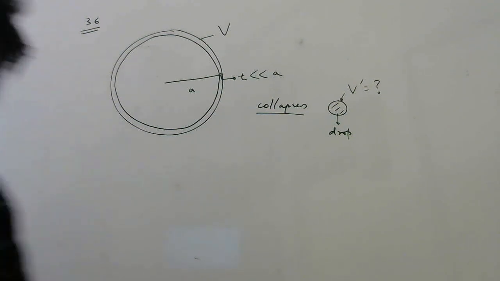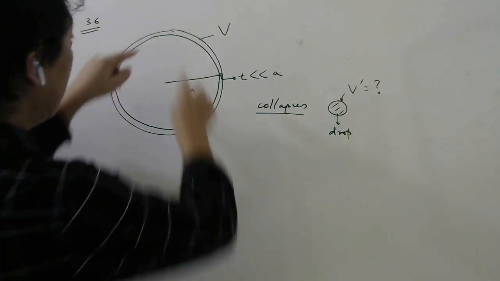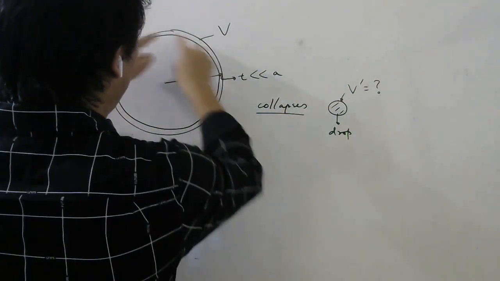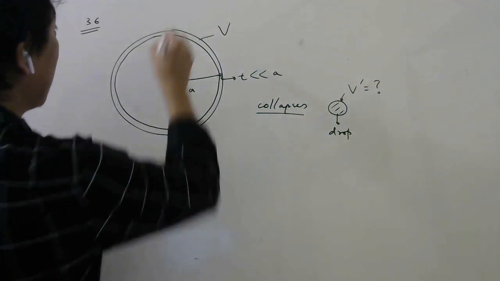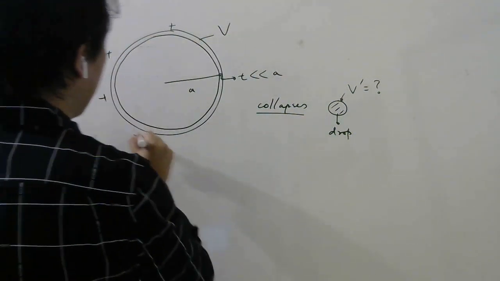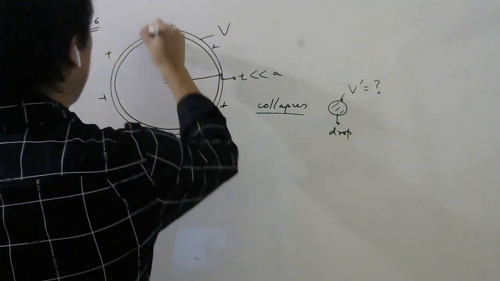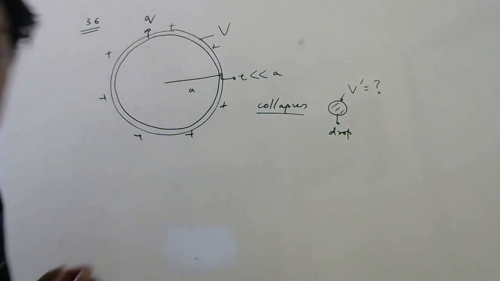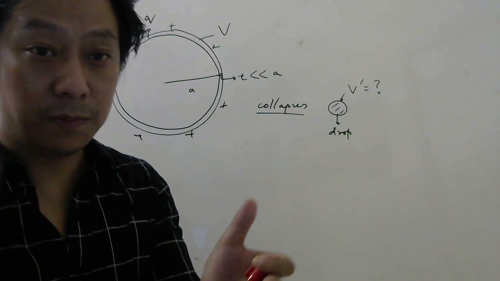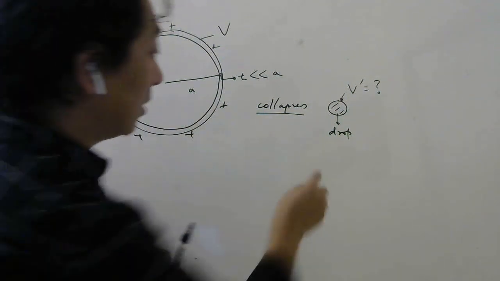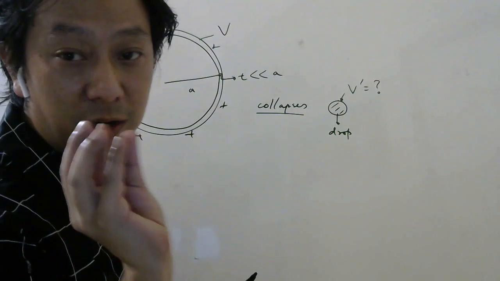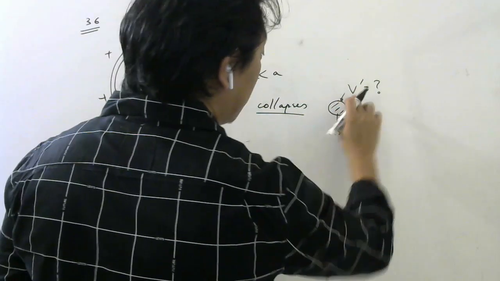Now I hope you all understood the question, right? Initially, this bubble had a potential V. That clearly means it was charged. Without charge, how will it have potential? So some charge Q must have been there on this bubble. Now somebody broke the bubble, and when the bubble collapses, it becomes liquid, a drop. They want the potential of this drop.